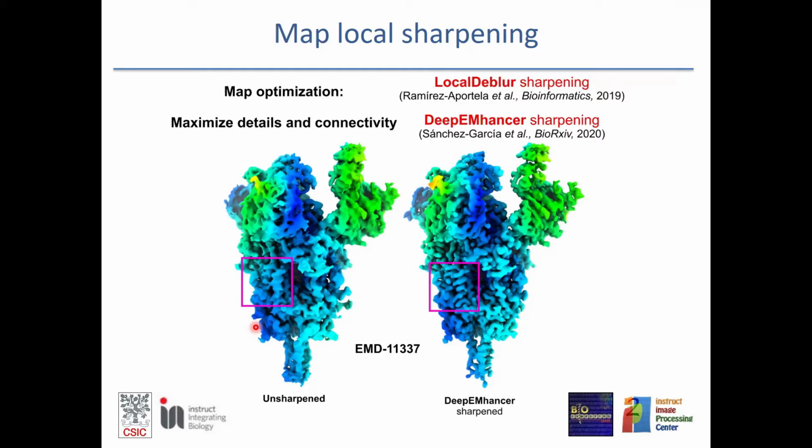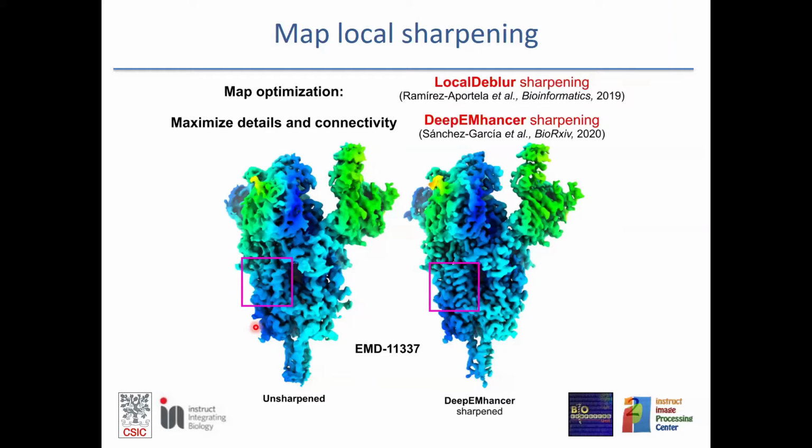Well, in terms of details, I think that the most recommended is local deblur. And in terms of connectivity, if you want to trace as well as possible the skeleton of the protein, I recommend the deep enhancer method. There's another question. On which microscope was the data collected? Well, it was in a microscope in Jason McLellan's university, and it was a Krios with a K2.